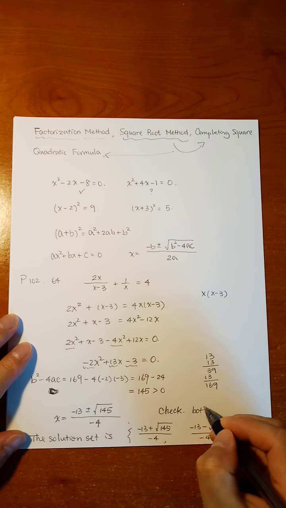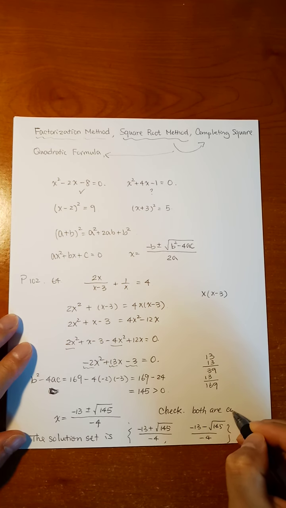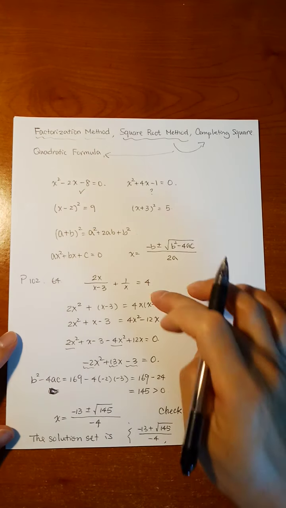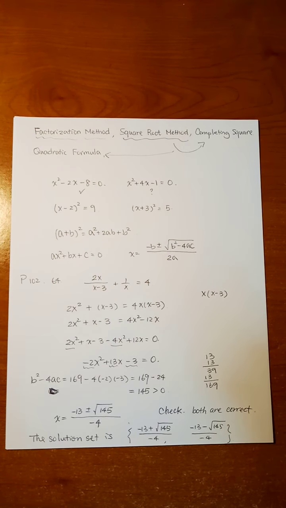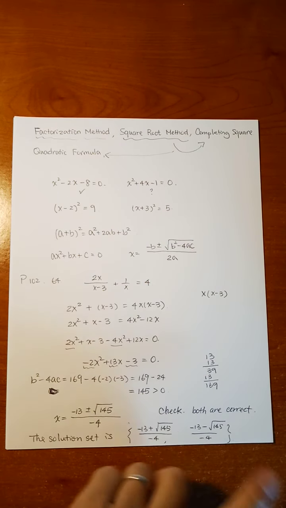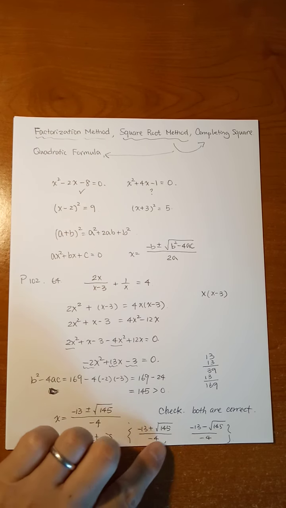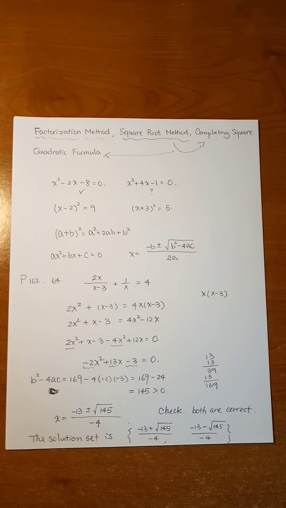Both correct. Both are correct. Okay, let me write it down. Okay? So this is the answer for this problem. And once you get the square root of stuff which you cannot simplify, it means the factorization method fails. So there's no way to factor it so that you can get the square root of stuff. Okay?